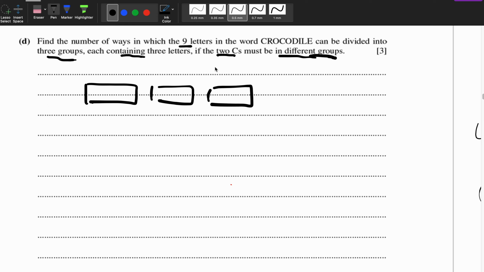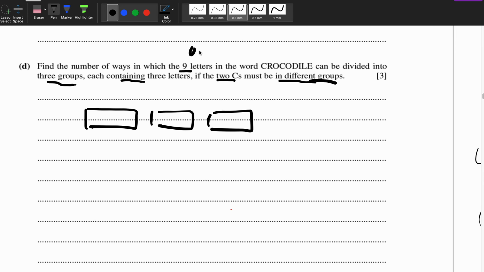Okay, as what we can see, we have 2O, 2C and 5 others. So they do not allow the C to be in the same group, different groups, but O is okay. So maybe you have to see the combination. Let's say we have OO with C, OO with C. Okay, so OO with C, that means C can be here with others. This is the first combination.